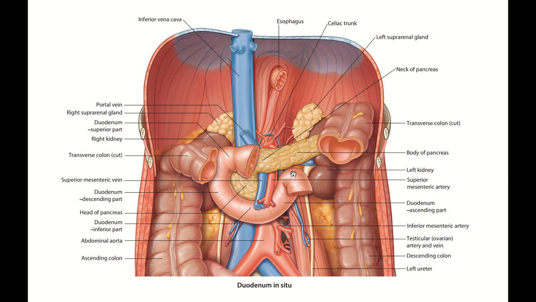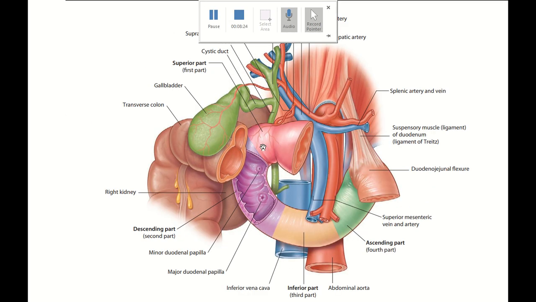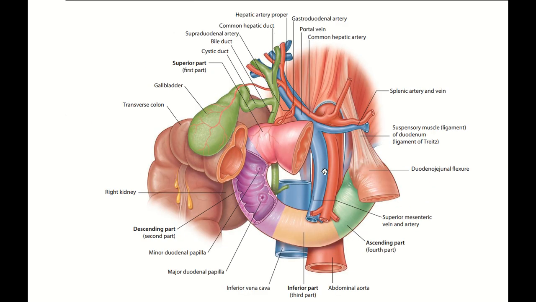Let me look for a diagram that actually exposes the ligament of Treitz. The ligament of Treitz attaches to the fourth part of the duodenum, which is also 5 centimeters. Right, so you can actually see in colors, this is your first part, which is along L1, 5 centimeters. And then this is your second part, which is about 8 centimeters.